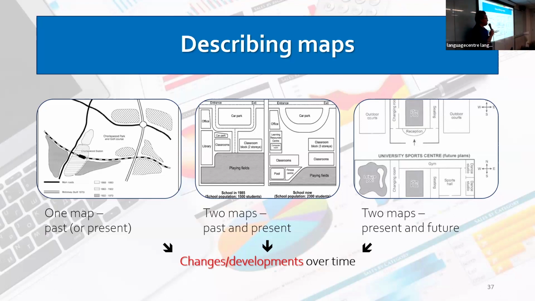There are three variations in this type of map description, right? It depends on what kinds of map you are given. Say whether you are given two maps showing you the past and present, or two maps showing you the present and future. But one general principle for this type of map description is that you have to show clearly the changes and developments over time.